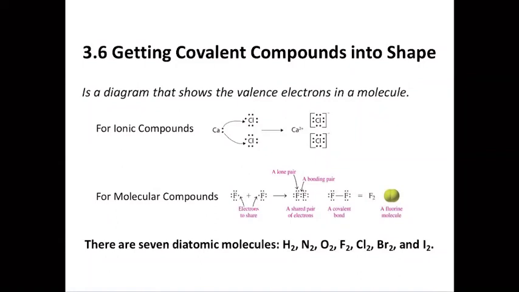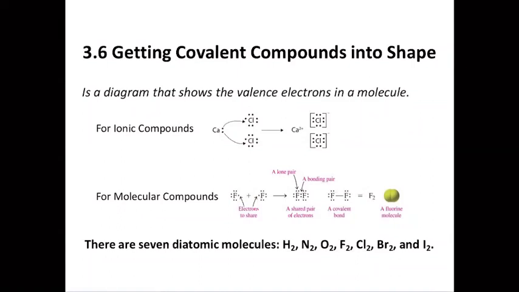So we're going to go through 3.6, then we're going to backtrack to 3.5, because 3.5 is just allowing us to count atoms and molecules. And section 3.6 actually talks about the shape, and this is something that is coming in the online lab for lab 3. So let's get started with getting covalent compounds into shape, okay?